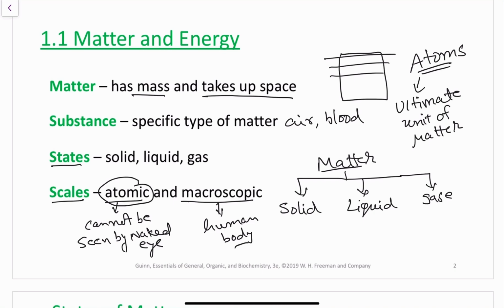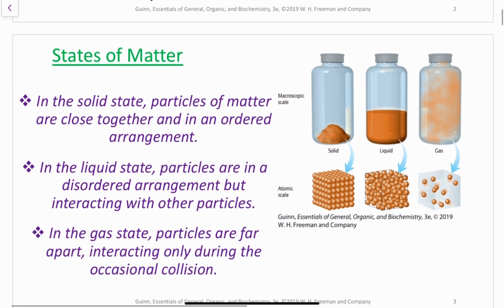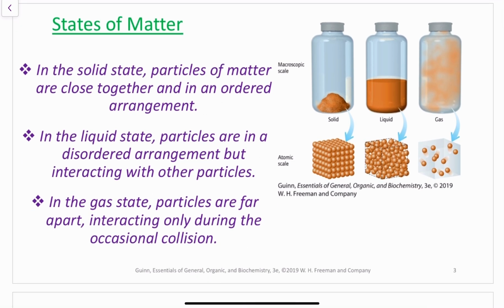So let's go to the next slide. Now we're going to talk about the 3 states of matter that we just discussed on the first slide. Like I already told you, matter can be found in 3 states: solid, liquid and gases. The top one is the macroscopic view, meaning the outer physical appearance of matter. The second one is the atomic scale, showing how the atoms are arranged, because as we know, matter is made up of atoms.